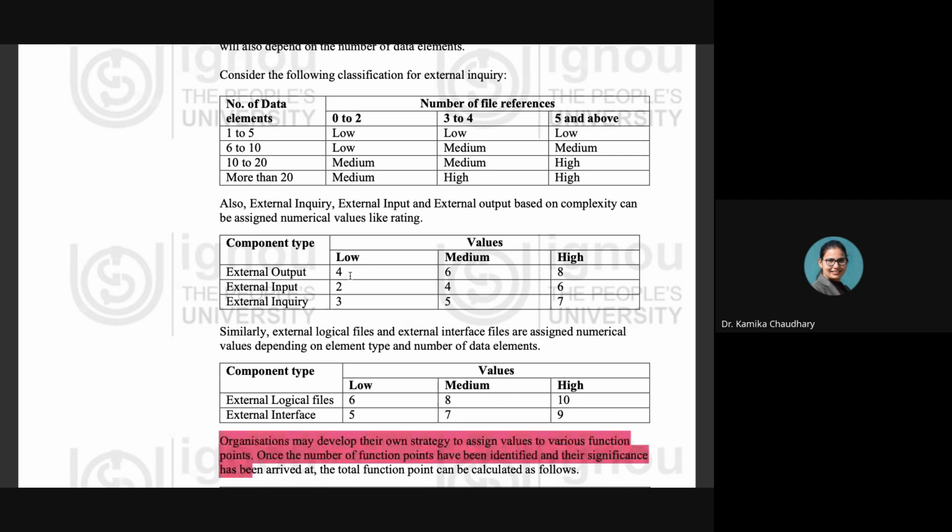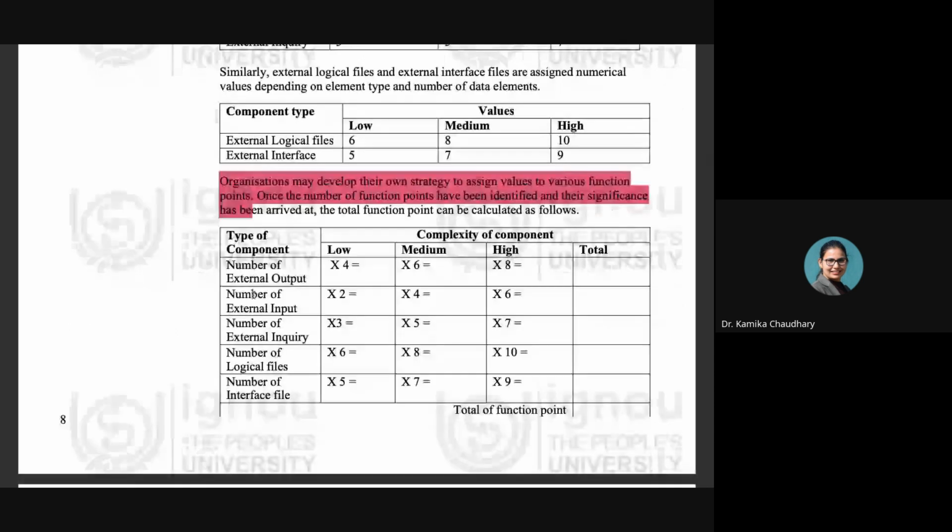So once the number of the function points have been identified and their significance has been arrived at, the total function point can be calculated like this. First of all, in the table, we are going to write the types of the component: number of external output components, number of external input components, number of external inquiry components, number of logical file components, and number of interface file components, right?